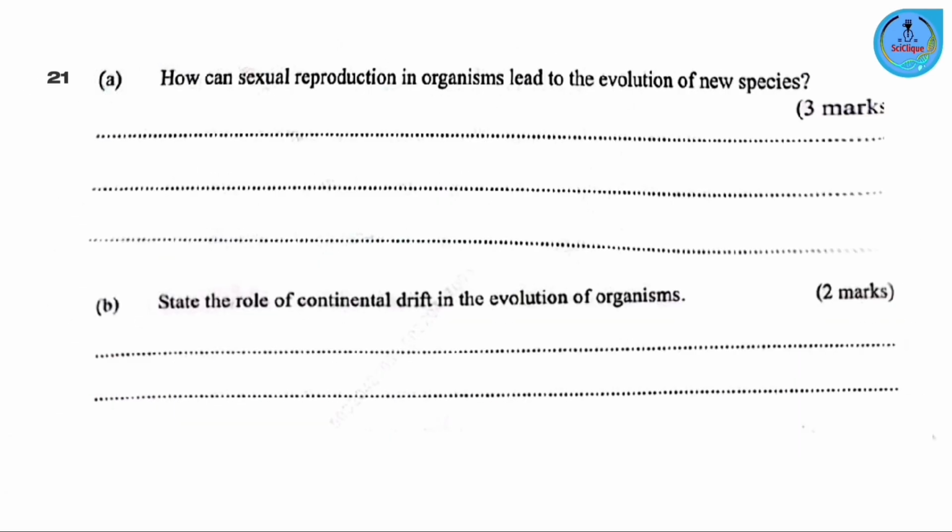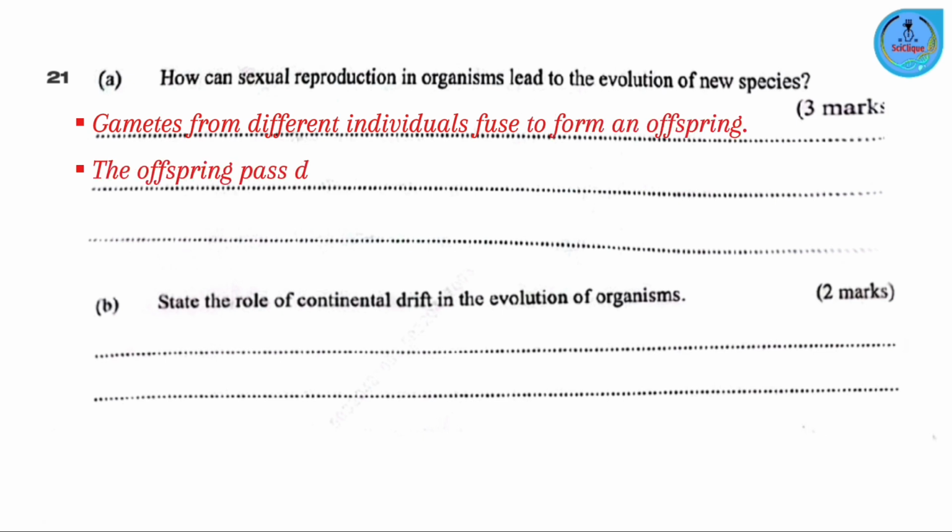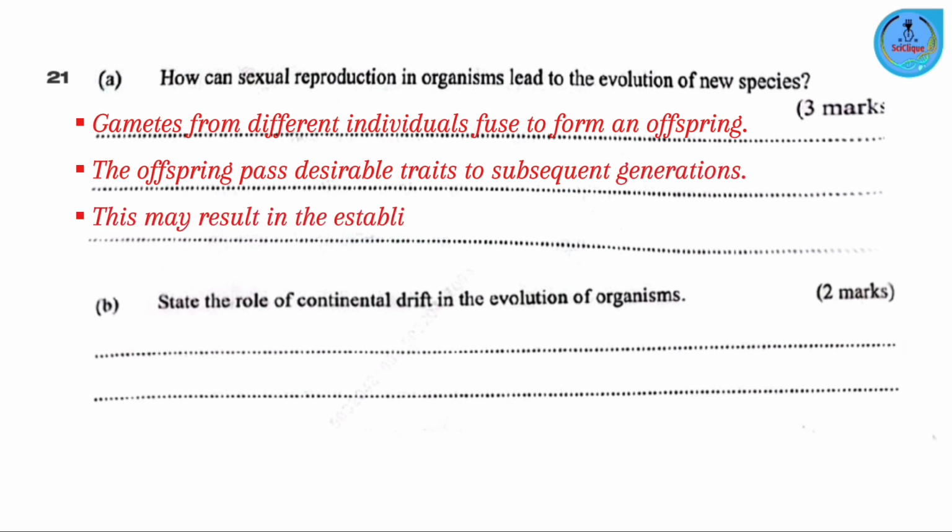Okay, moving on to the next question. Part A. How can sexual reproduction in organisms lead to the evolution of new species? Now, sexual reproduction occurs when you have two individuals. These individuals have gametes. The gametes are sex cells, okay? So the gametes come from two different individuals, and as expected, they are going to have different genes. Now, when these gametes fuse, they will lead to the formation of a new organism.